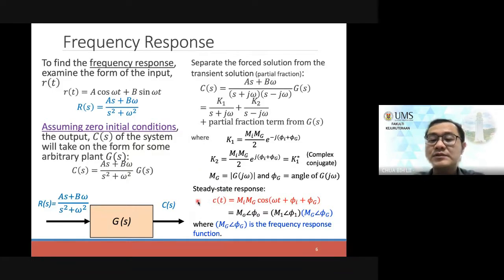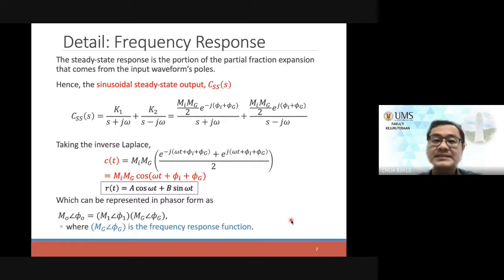So in terms of the steady state response, when we write it in this form, it gives us Mi Mg cos(omega t plus the angle of the input plus the angle due to the gain itself). In other words, we can also write it in terms of M output with the phasor angle of the output. So this is how we get it in the form of mathematics.